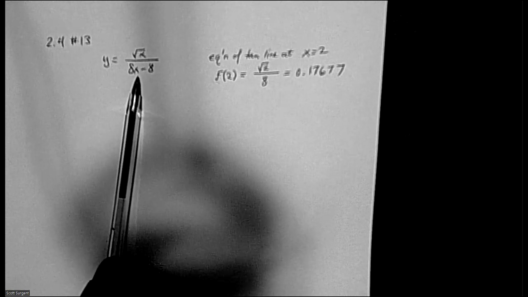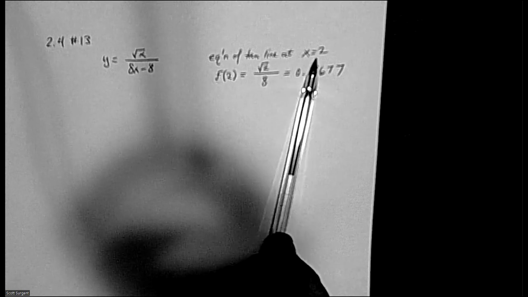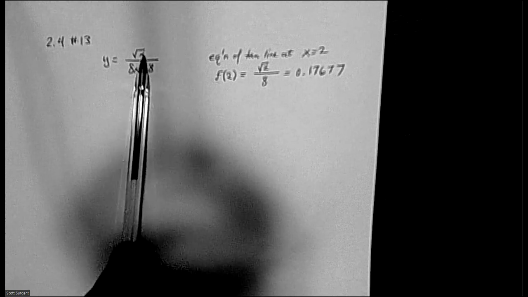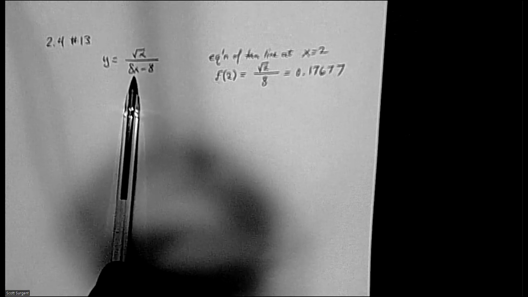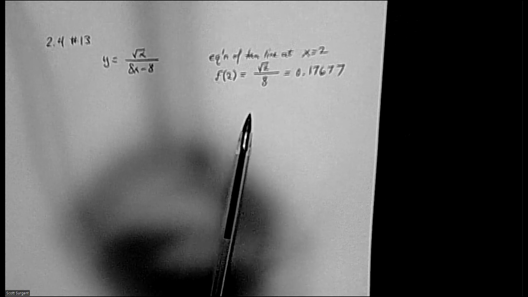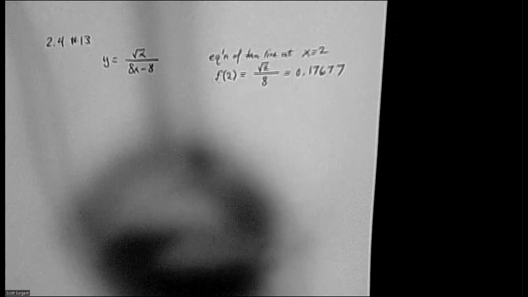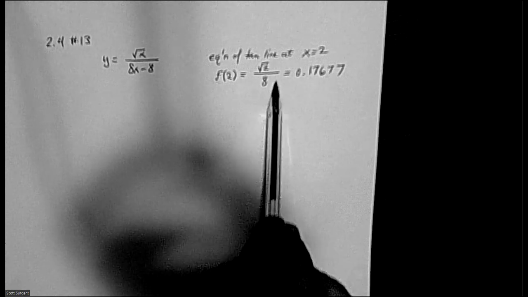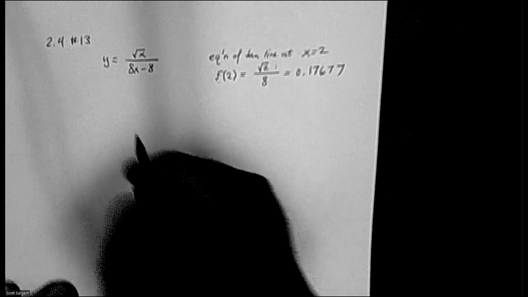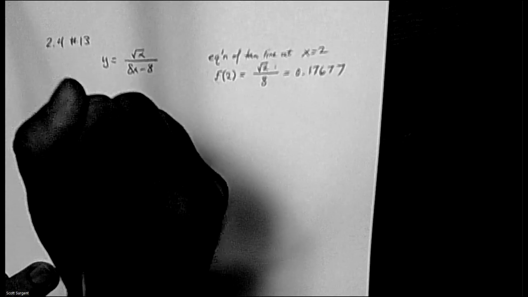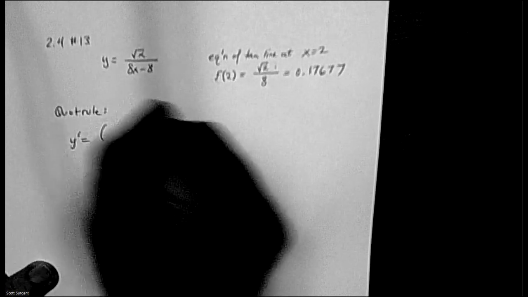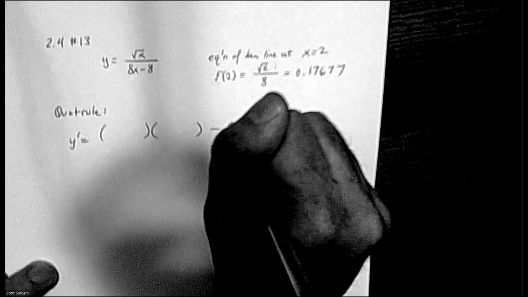Here's the function. We want the equation of the tangent line when x is 2. When you put a 2 into the function just to get the y value, you get rad 2 on top and you get 16 minus 8, which is 8 on the bottom. And my suggestion is to just get a decimal value right now, because if you try to keep it in this format, it starts to get real messy. Now, when we take the derivative, we have to use the quotient rule. So I'll write it out in all its ugly glory.